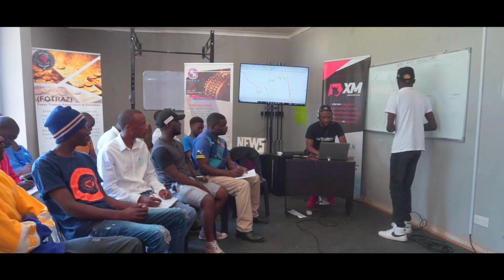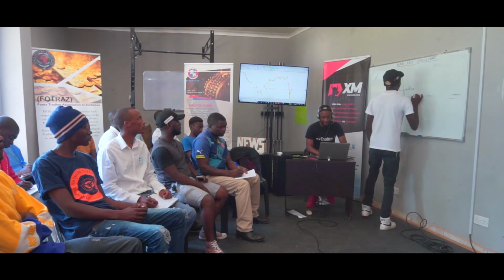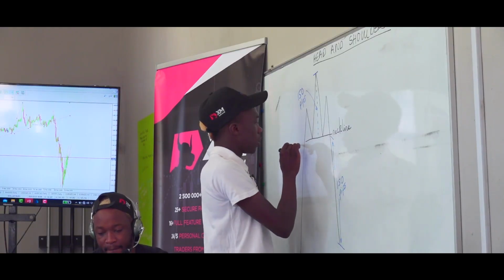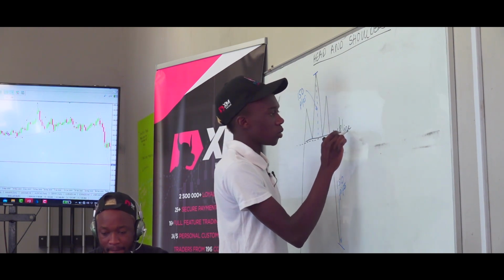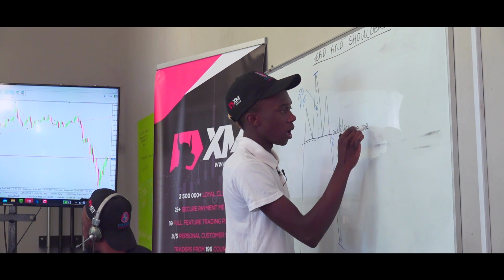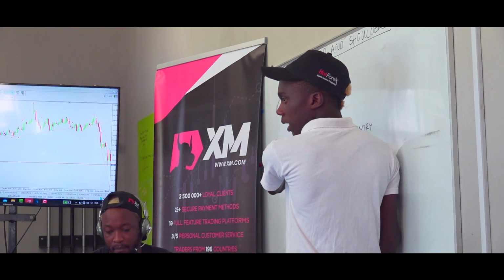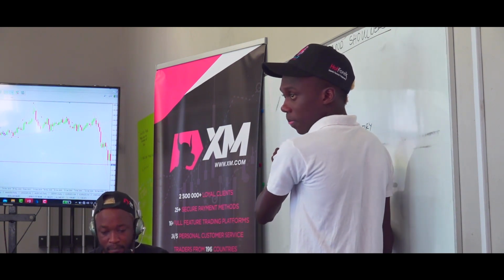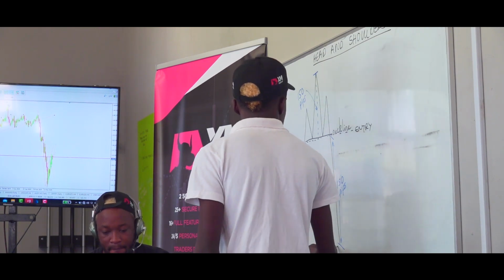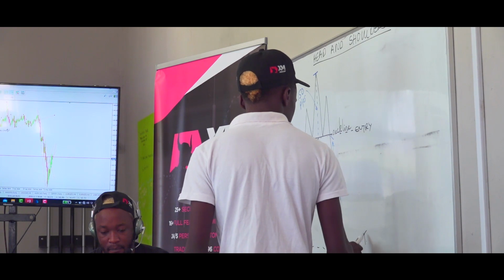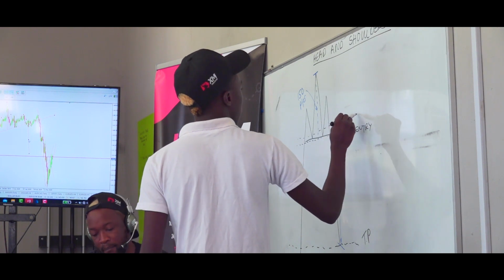How do we enter? Where do we place stop loss and everything? Our entry would be on the break of the neckline. So the moment it just breaks the neckline, that's where you're looking to enter. Then your take profit, obviously, is the target. Your stop loss is just above.